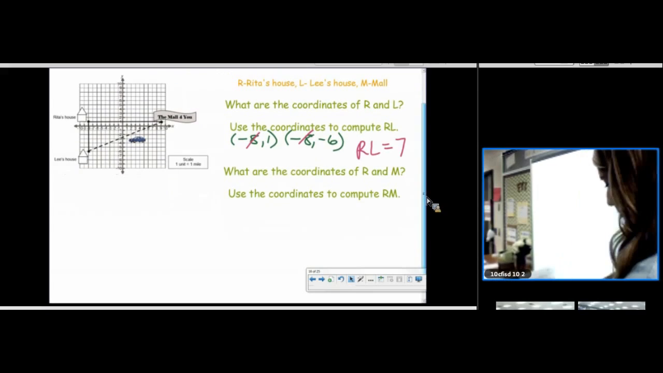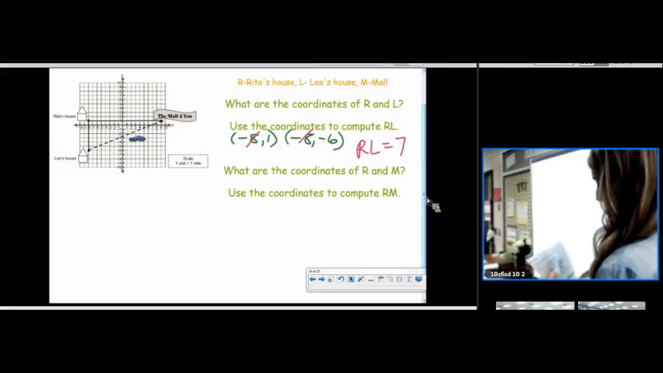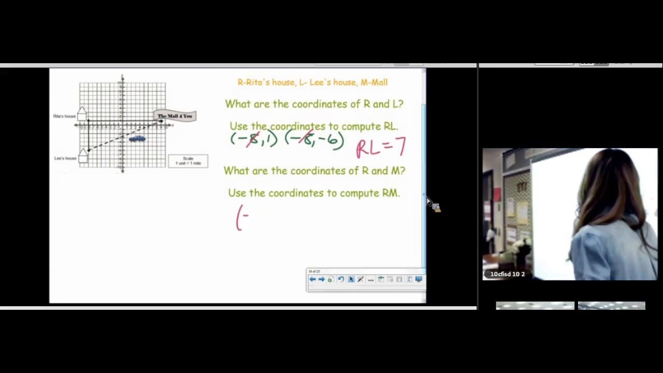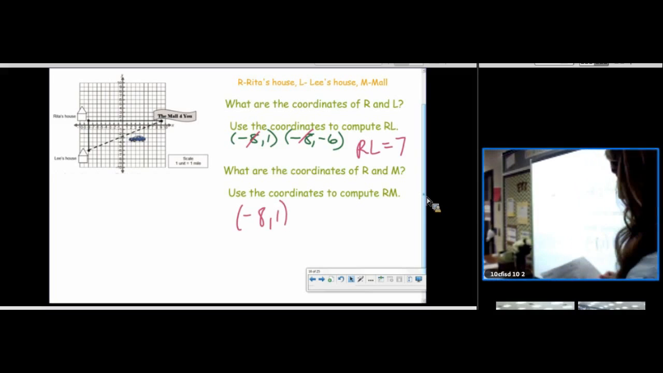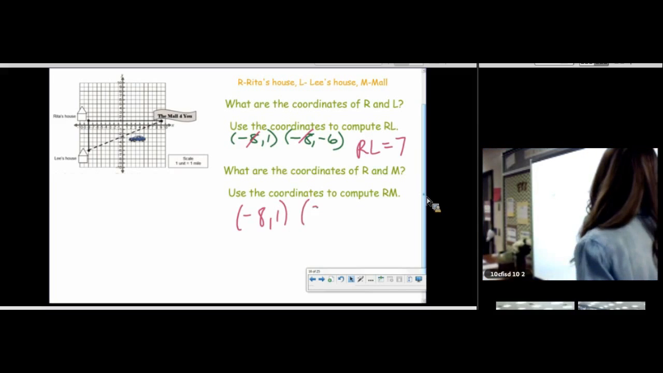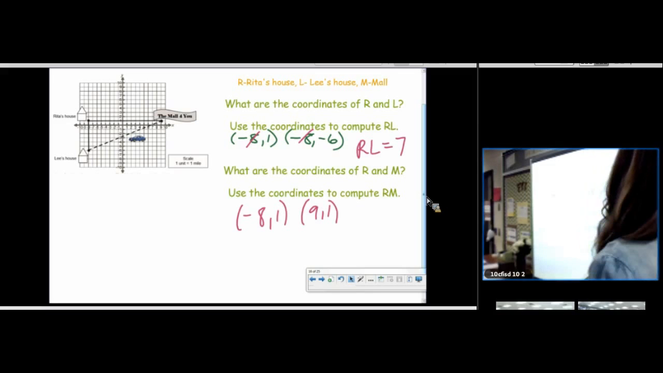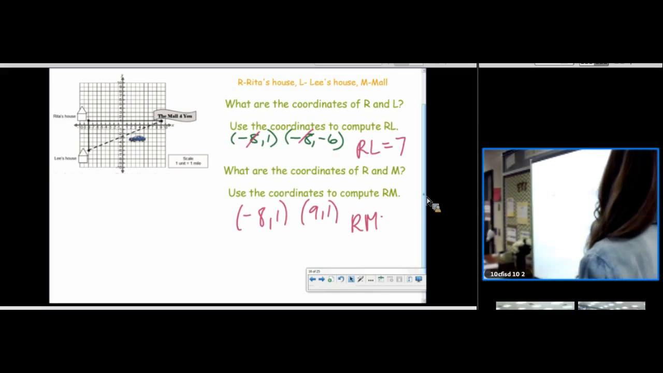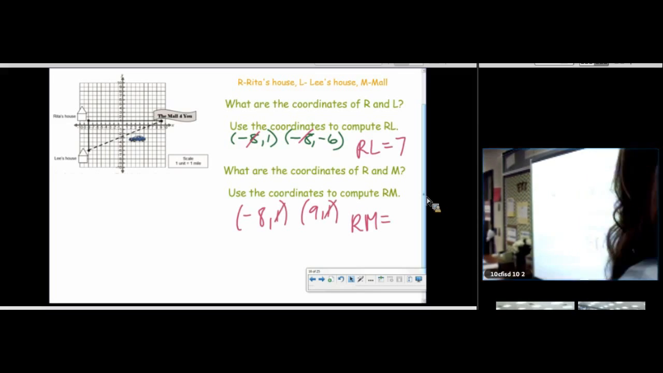R and M. So we already know R, -8, 1. We already know M for mol, 9, 1. So RM is, well, the 1's cancel, and -8 and 9, absolute value, 17.